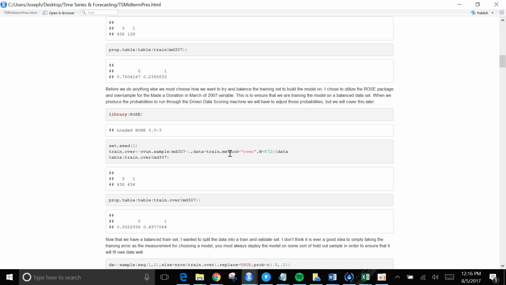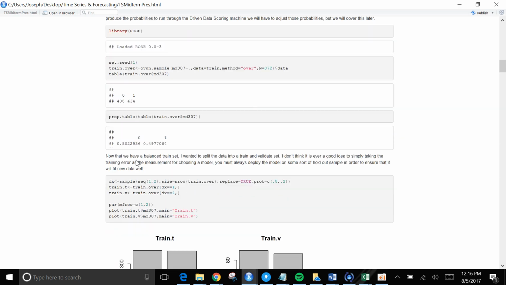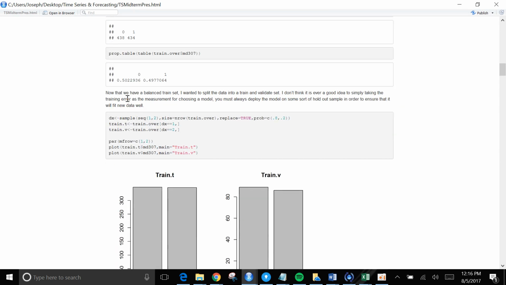So before we did anything else, I needed to use the ROSE package and oversample on the donated variable. I just doubled the sample size, and as you can see here, for the training data we now have a much more even split, almost 50-50.